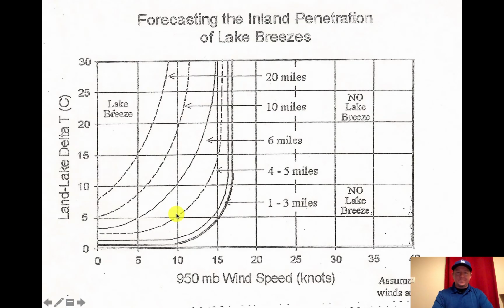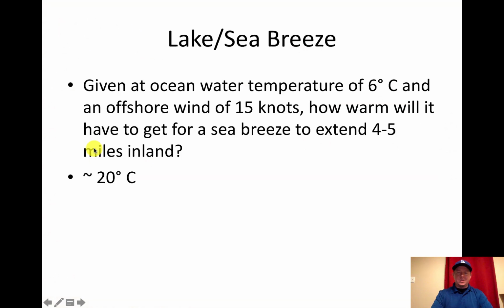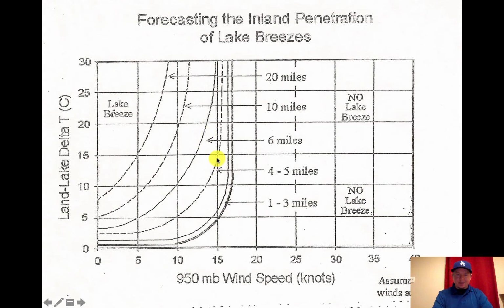We need a 14 to 15-degree difference, but let's show you how we got to that. If I'm at 15 knots and I want to go 4 to 5 miles inland, here's that sloping curve. I go to 15, I go up till it hits 4 to 5 miles, and that gives you a delta T of what? A 15-degree difference. So in this scenario with 15 knots of opposing offshore wind, for the sea breeze to go 4 to 5 miles inland, you need a delta T of 15. I guess technically, if you look at it, it's more like 14.